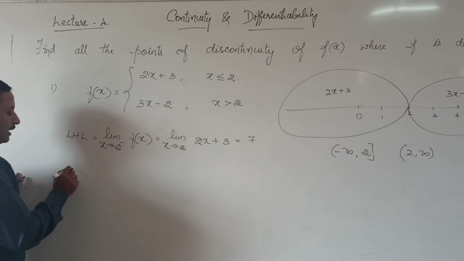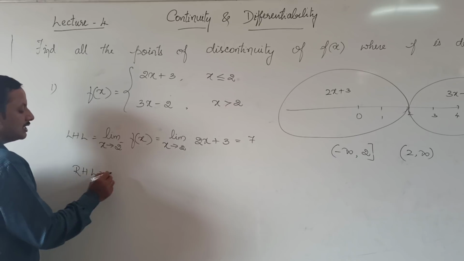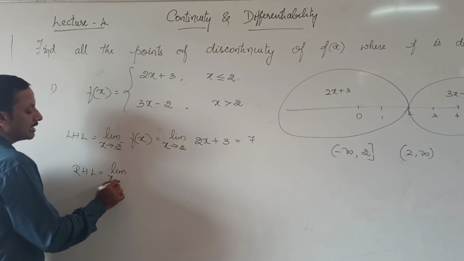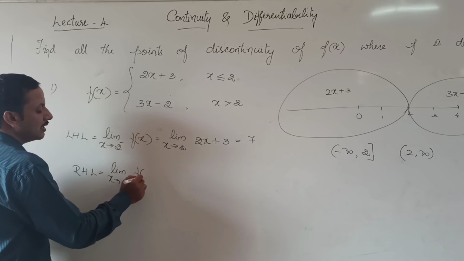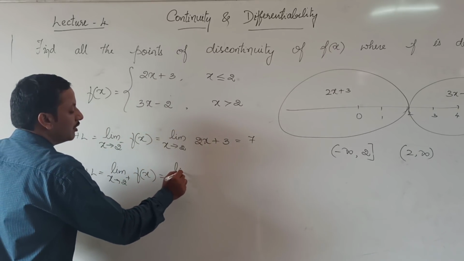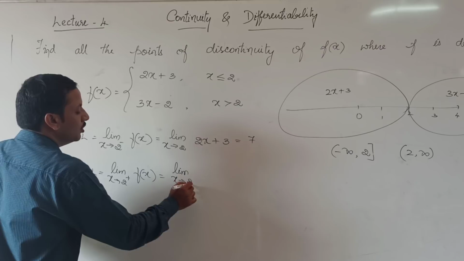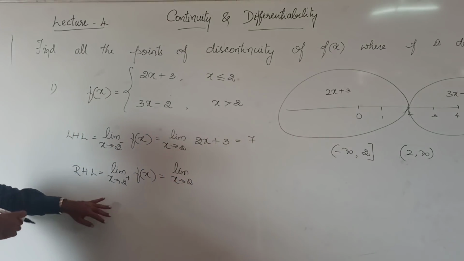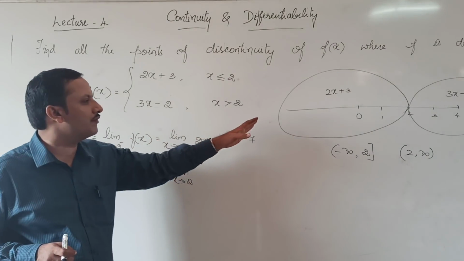Then, right hand limit, that's equal to limit x tends to 2 plus f of x. That is equal to limit x tends to 2 plus. 2 plus means x is approaching 2 from right side.